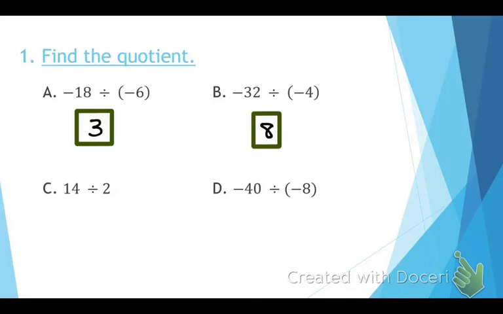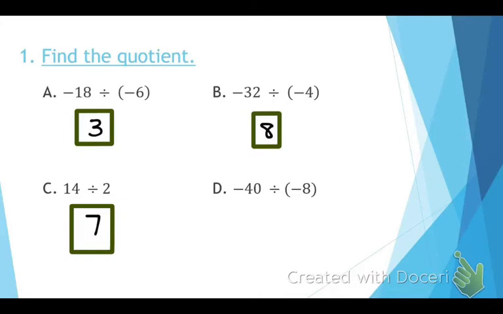Next one, Chloe, 14 divided by 2. How many negative signs do you see? 0. There aren't any, okay? So my answer has to be positive. The number 0 is an even number. So what is 14 divided by 2? 6. Close. What? That's not 6? I didn't do nothing. All right, 7 it is.